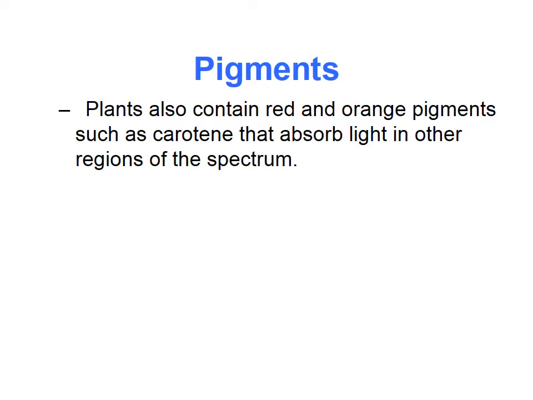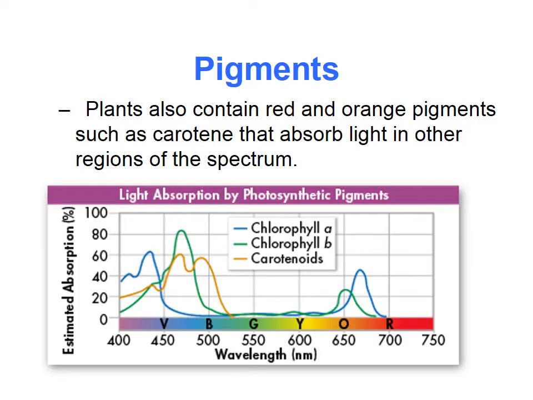Now, plants also contain red and orange pigments called carotene, and this absorbs light in other regions of the spectrum. Okay, so carotene absorbs, if you look here, the blue, the violet area, maybe a little bit of green. So if they absorb all of that, what are we going to see? That's right, we'll see the red-orange area.